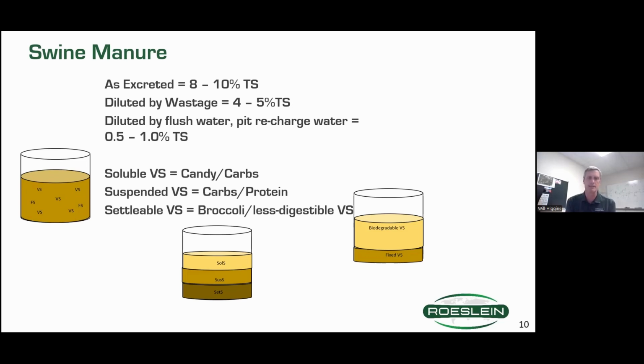And then lastly is a settleable volatile, which to me would be like broccoli, the stuff that's less edible by the microbes, but it has a much longer time in the digester, right? So if it settles to the bottom of the digester, it's there a long time. It may never come out. So it might have a really long time to sit there for the bugs to chew on. But at some point, the microbes don't eat it because they have all these other things they can eat.